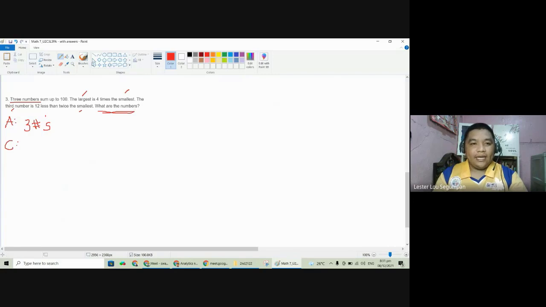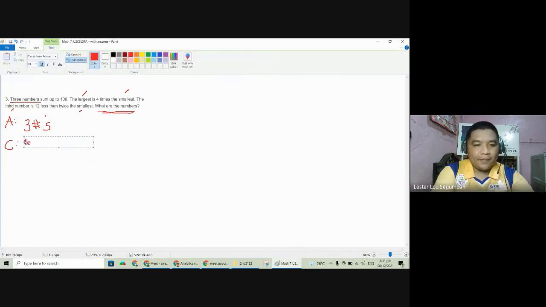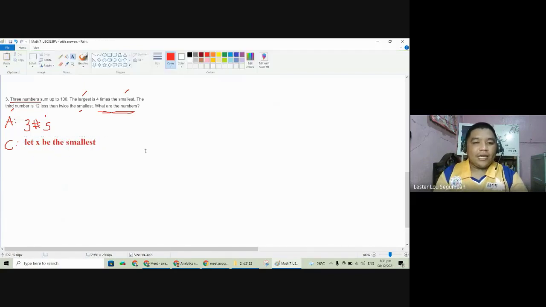The easiest, again, is by giving the simplest form of representation to the smaller, but in this case, the smallest number. So let x be the smallest. Why? Because looking at the situation, the second statement, the largest number, is connected to the representation of the smallest. The third statement tells us that the third number is also related to the smallest. So the two other numbers are related to one specific number we call the smallest. So it's easier for us to use that as our simplest form.